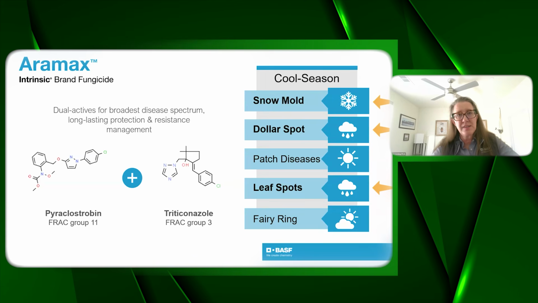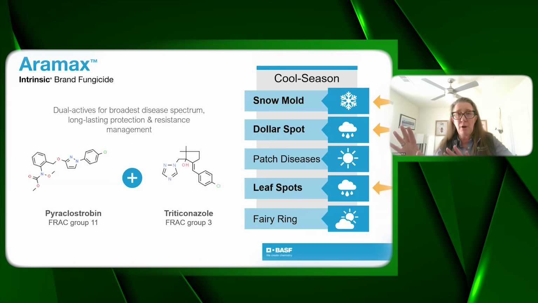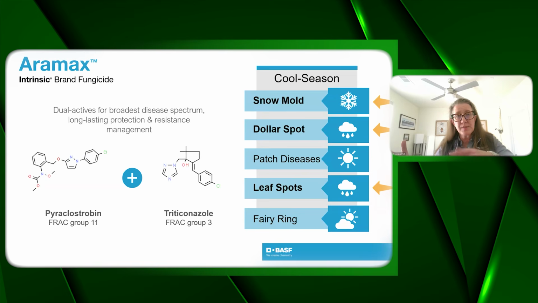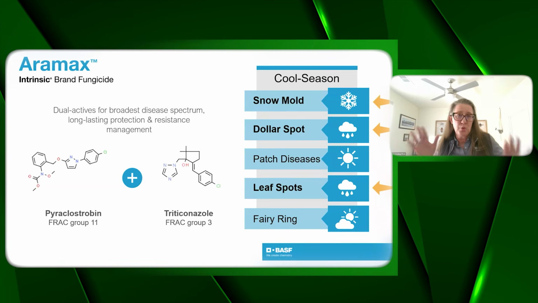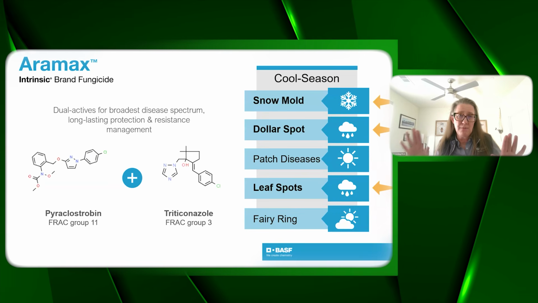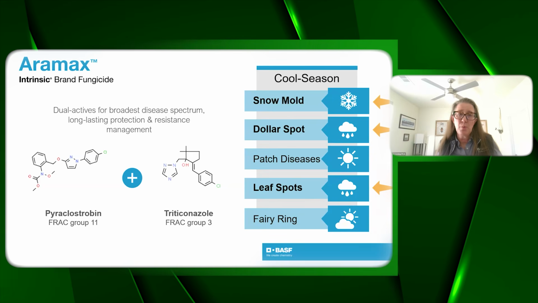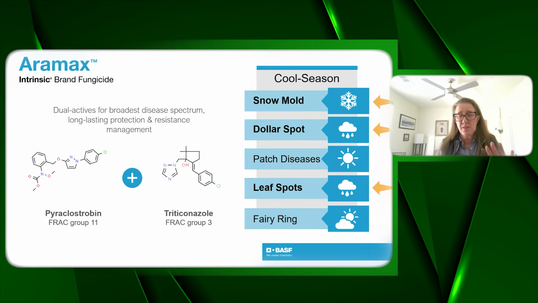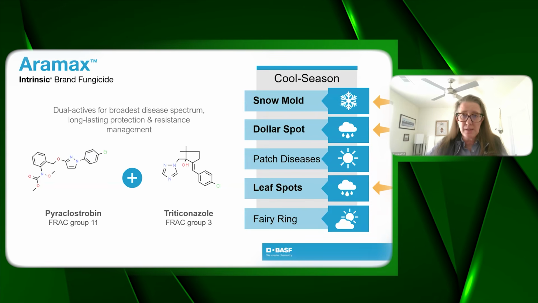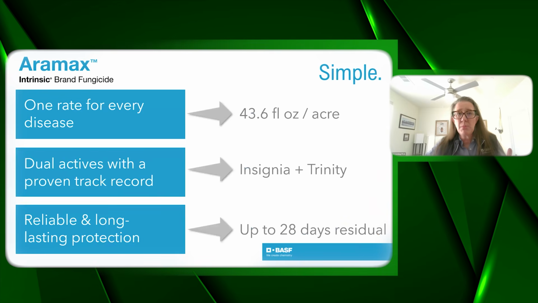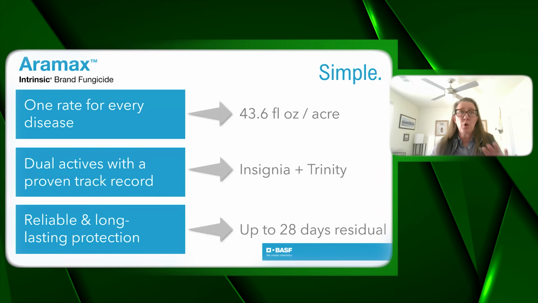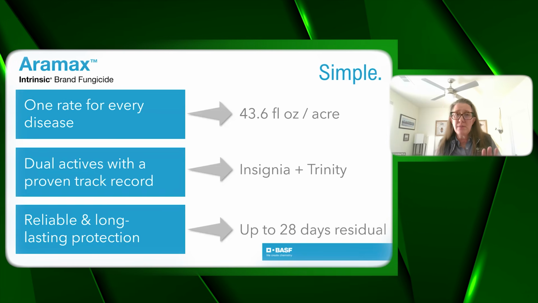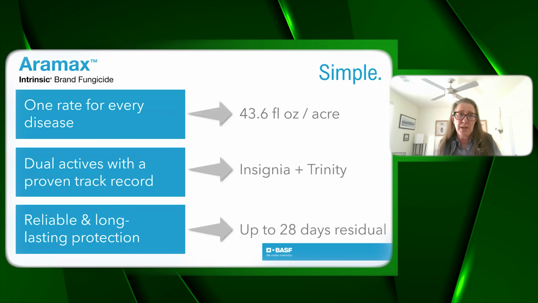And when we think about cool season disease and really the highlights of where Aramax stands out, those diseases listed on the right are our focus. Aramax is used on the shoulders of the season, in spring and in fall, on greens. And during the summer, we use it primarily as a fairway product, but you can use it both places because the way that it's been formulated is very safe, keeping in mind that Trinity was an early generation DMI. We formulated it together at the full rate of Insignia and the 1 ounce rate of Trinity.